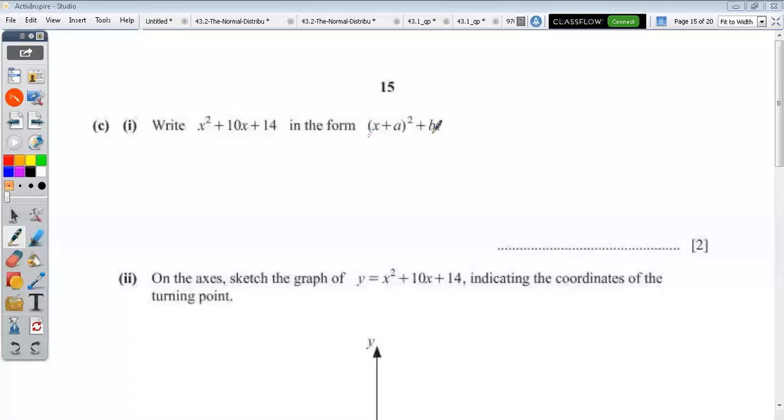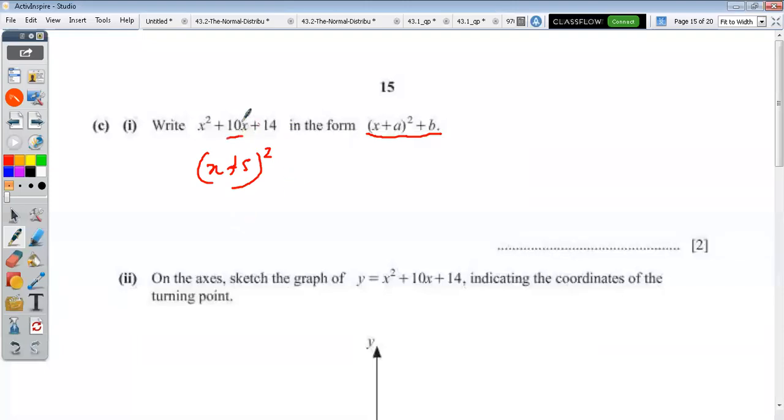They express this in this form, 2 marks. So he said the first thing is you check if the coefficient of x squared is 1. If it's not, you divide by whatever. It was 3, so I divide everything by 3 first. Now the coefficient of x squared is 1, so I simply look at the middle term. I divide by 2: 10 divided by 2 is 5. So it's x plus 5 squared, like this.